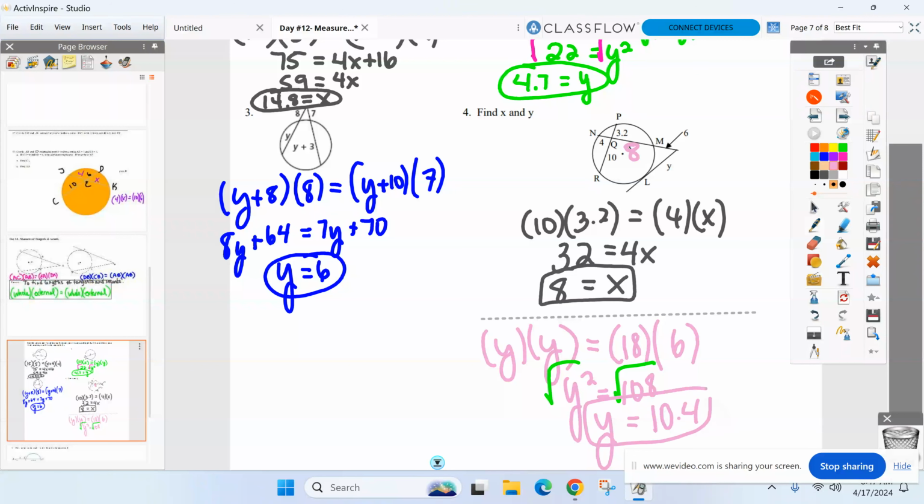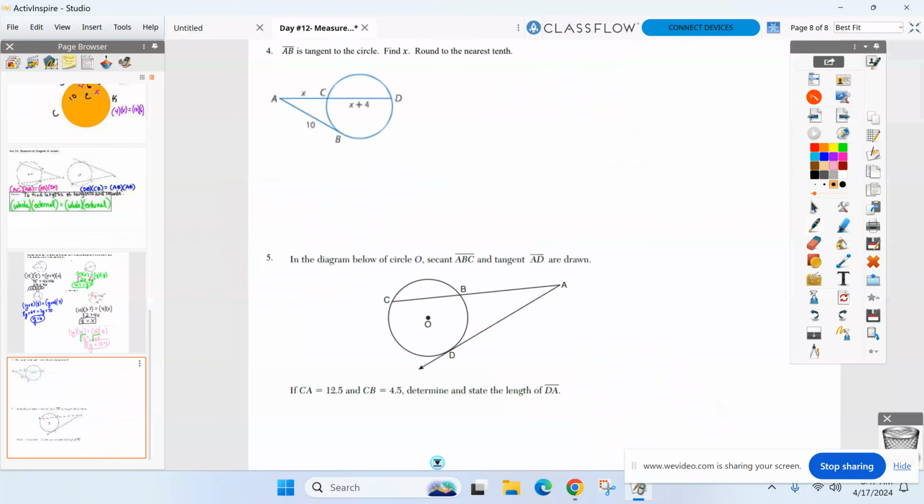Whew. Any comments, questions, concerns? All right, buckle up for this next one. Doesn't look like much. The geometry isn't much either, but when we get to the algebra part, buckle up.